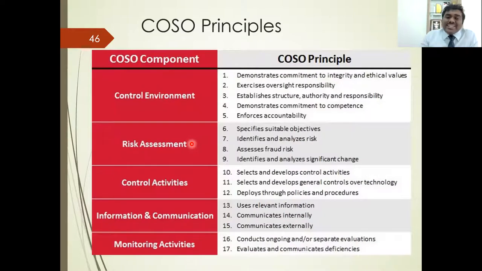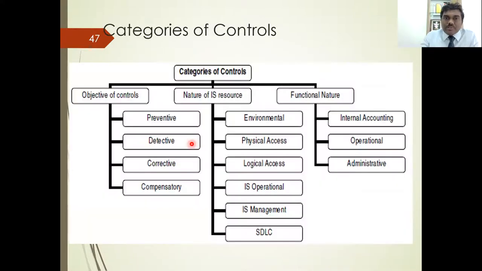So these are the 17 COSO principles, bucketed under the 5 categories, again covered as a part of your module 3. So I'll not spend too much time on it, just giving you a quick overarching summary. Control environment, risk assessment, control activities, information and communication, and monitoring activities.